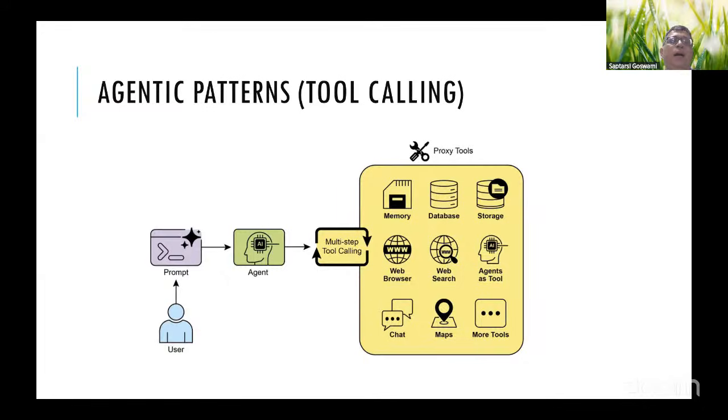Essentially, the user gives some prompt to the model, and the agent can decide which tool to use. So do I need to access my memory? Do I need to access a database, or a web browser? Do I need to carry out a web search? Now there is a concept coming up as agents as tools. I don't know if we'll be able to discuss this today. Or do I need to use Google Maps, right? So here, based on the query, it can decide on calling a tool. At the same time, you can have multiple tools to be called, so that's why it's mentioned as multi-step tool calling.